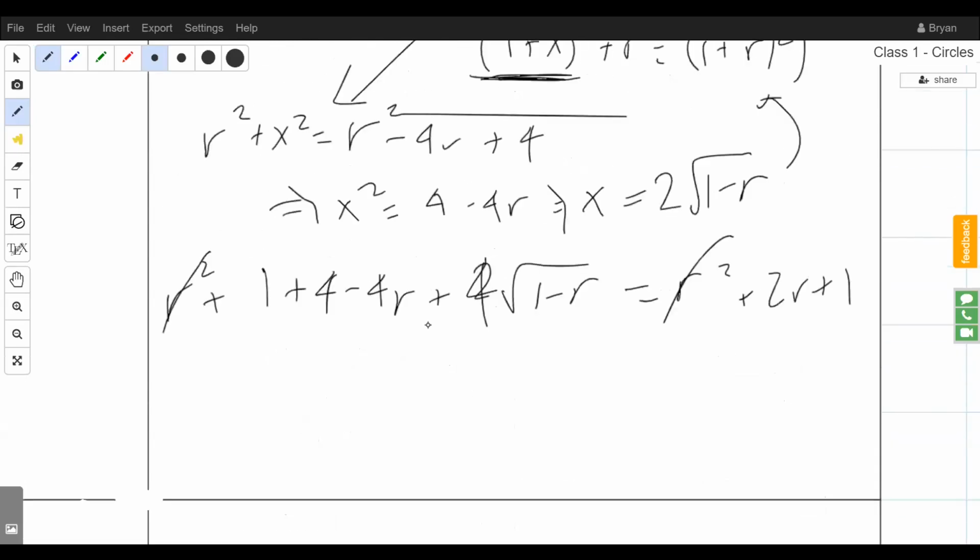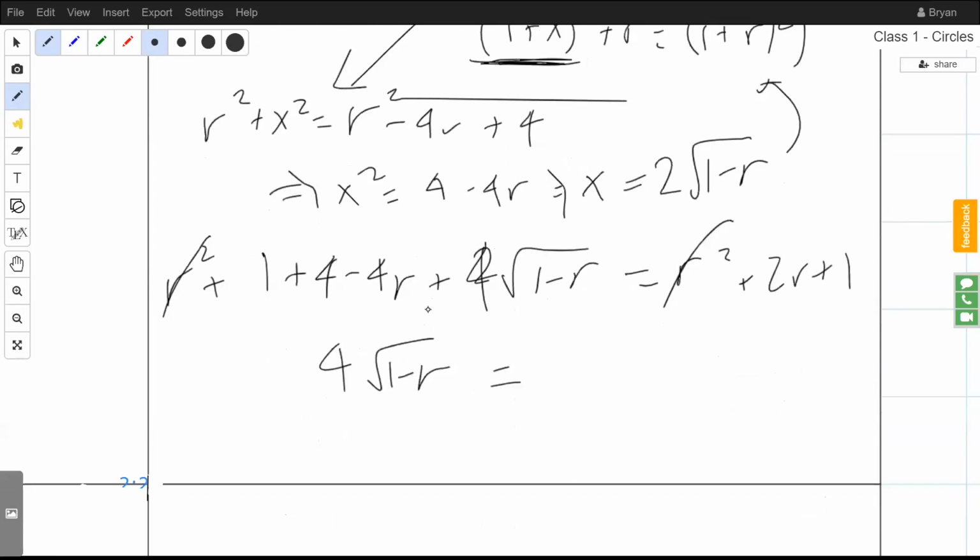Anyway, so now we basically have one equation in terms of R, and if we move all the R terms to one side and just isolate the square root, you'll basically just get 4 square root of 1 minus R is equal to 6R. I think it's minus 4. And then you have the square again.